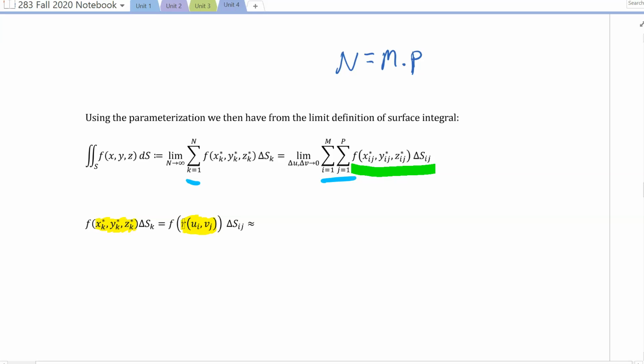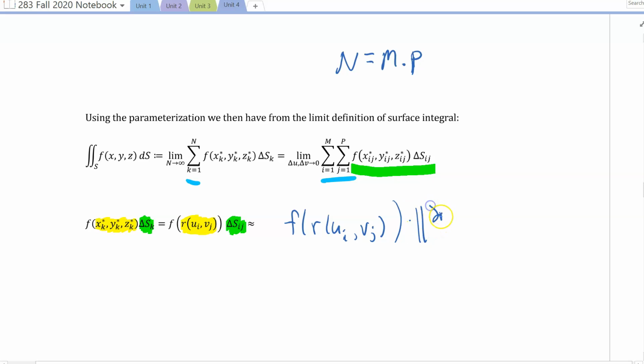So that's what we're replacing x, y, and z by. And then we're replacing the size of the kth piece of surface area, or surface patch, by delta s sub i j. Alright, so let's change the notation slightly. We're using the parameterization r now, and then we're going to approximate this by the function value at r of u sub i, v sub j, times, now what did we say before? We had that the surface area we could replace in terms of the length of the cross product times delta u delta v. So let's put that in there.